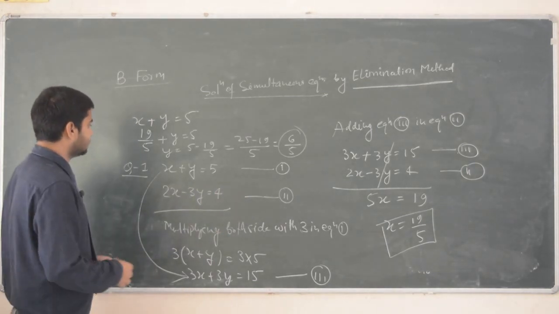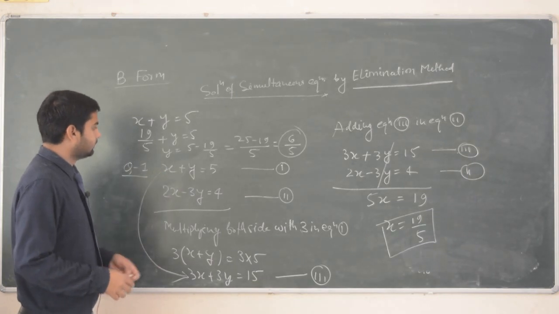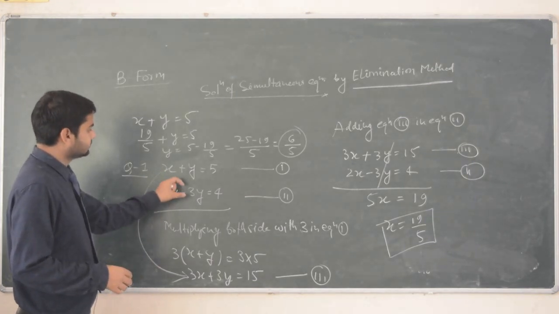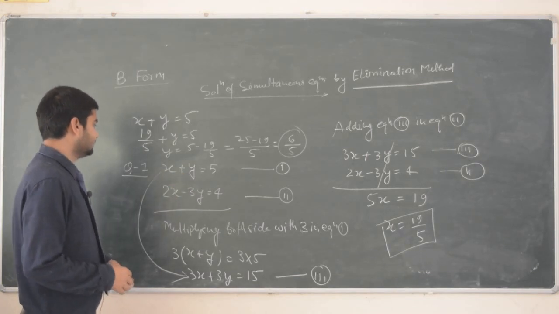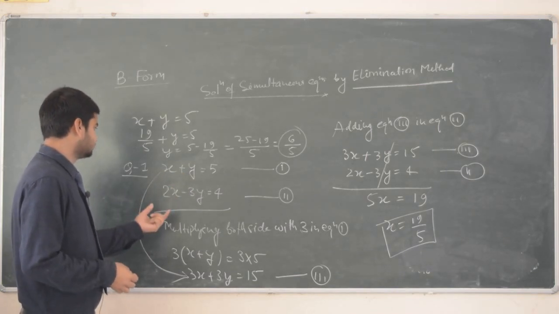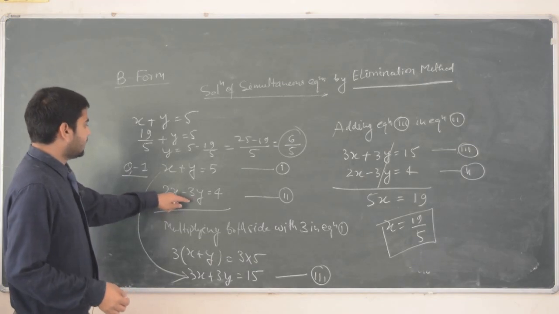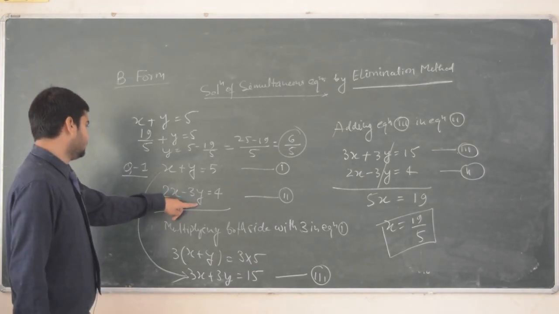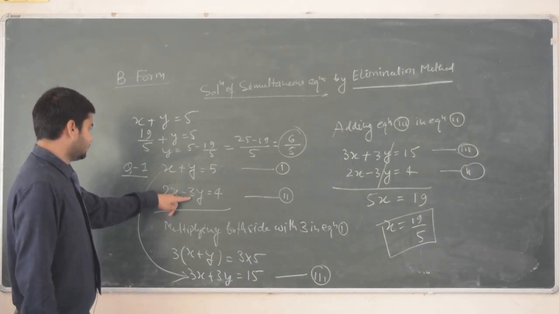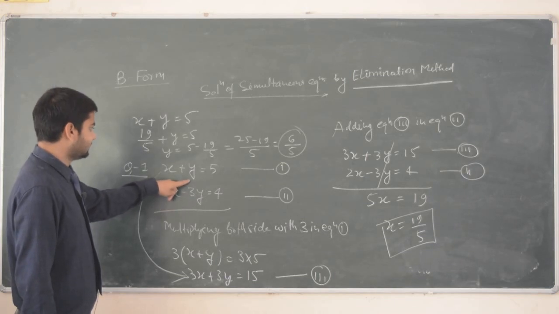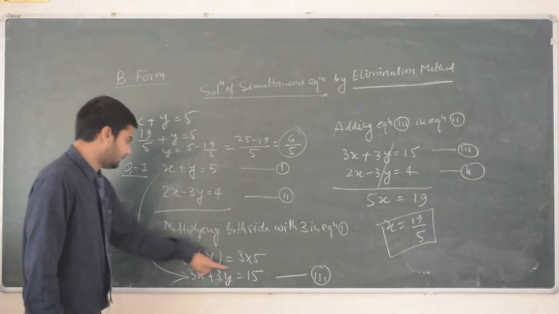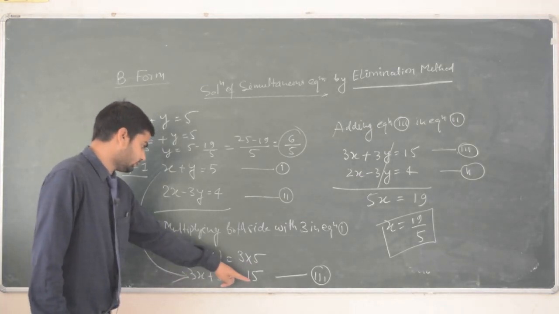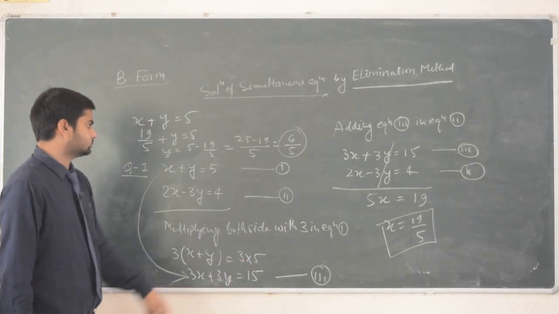Now we have to analyze which variable we want to eliminate. The variable which contains the smaller number, we eliminate that, so that the calculation is easier. So here, suppose I wanted to eliminate y. I have minus 3y here, so I want plus 3y. That's why I multiplied this whole equation by 3, and by multiplying with 3 we got 3x plus 3y equal to 15, and we marked it as equation 3.